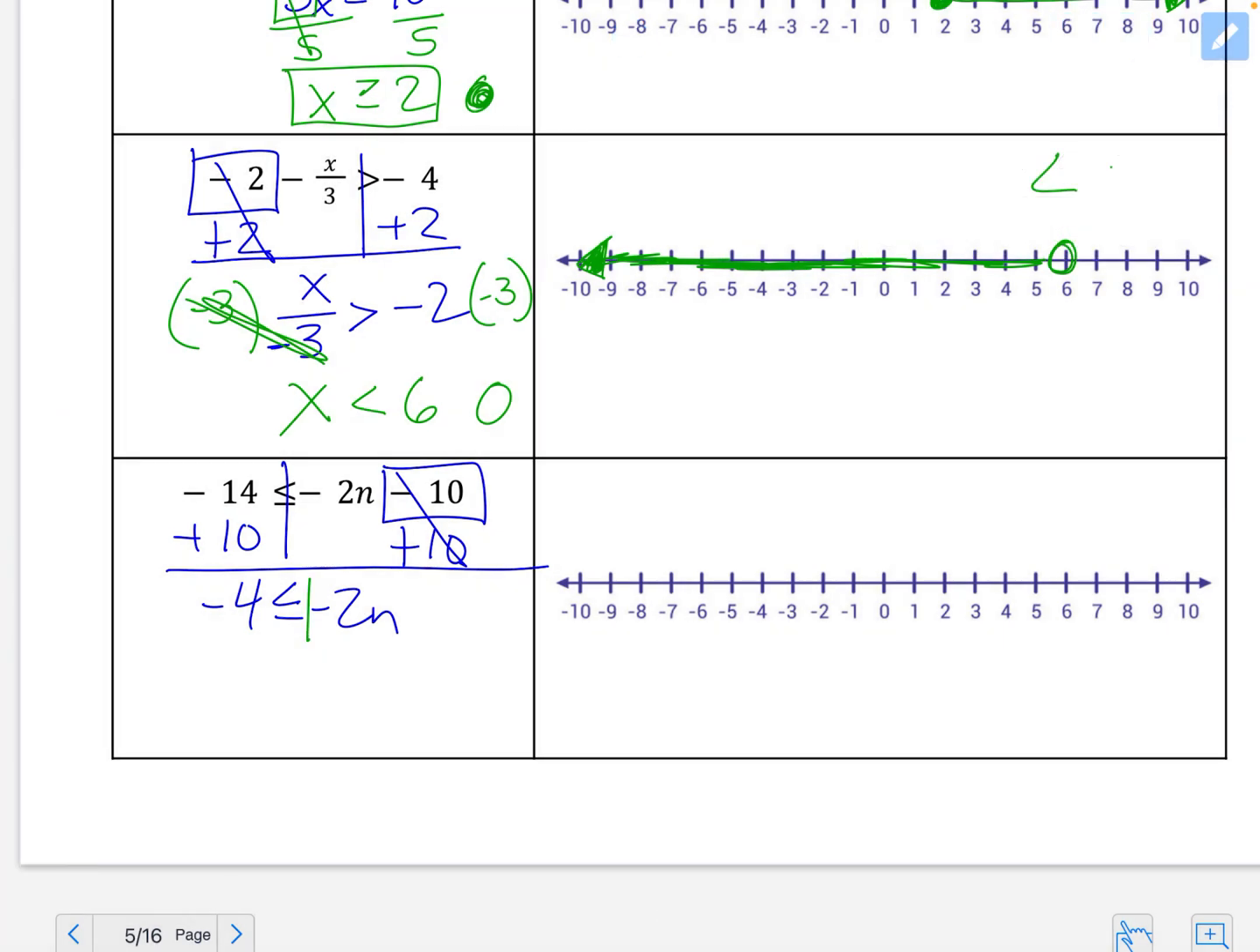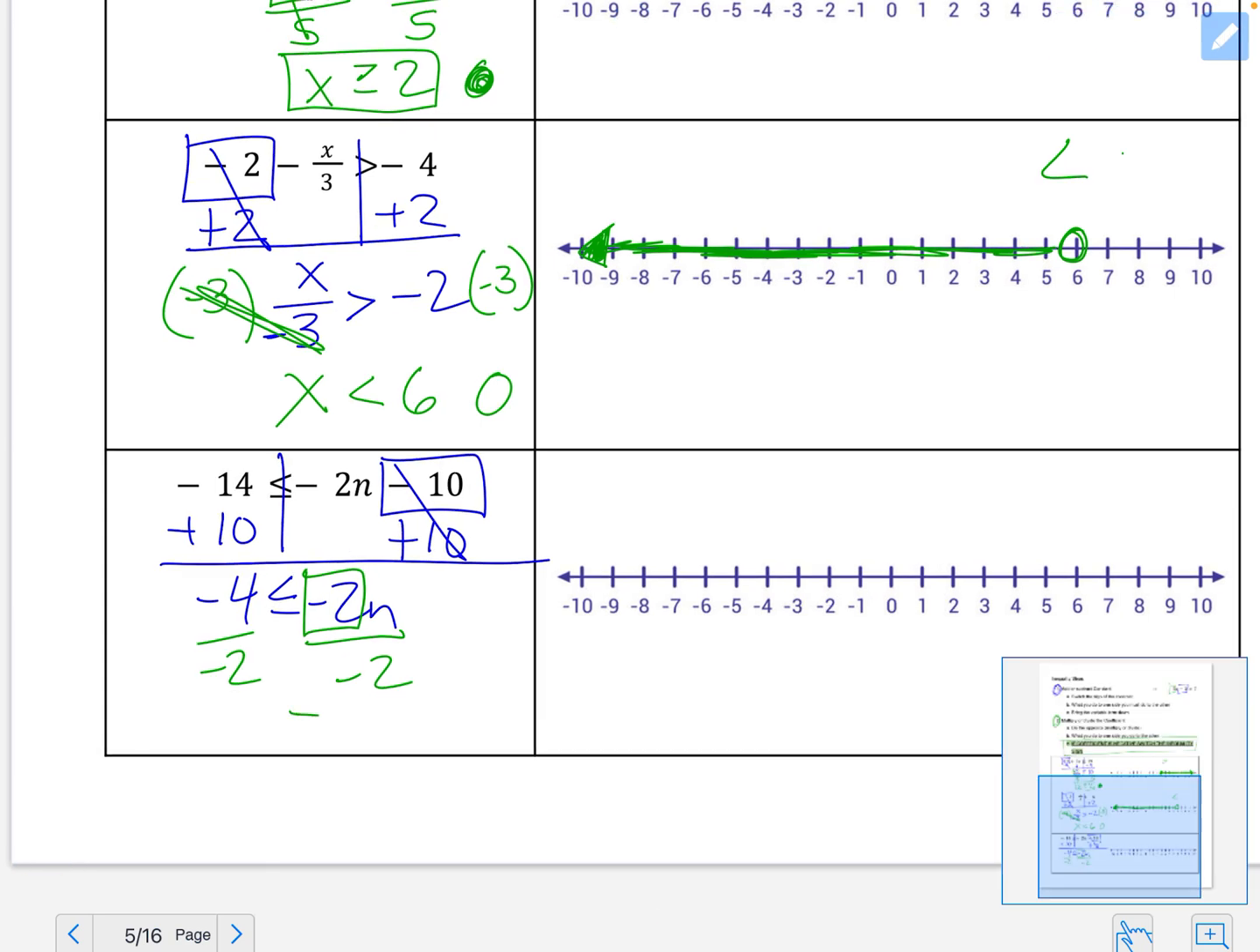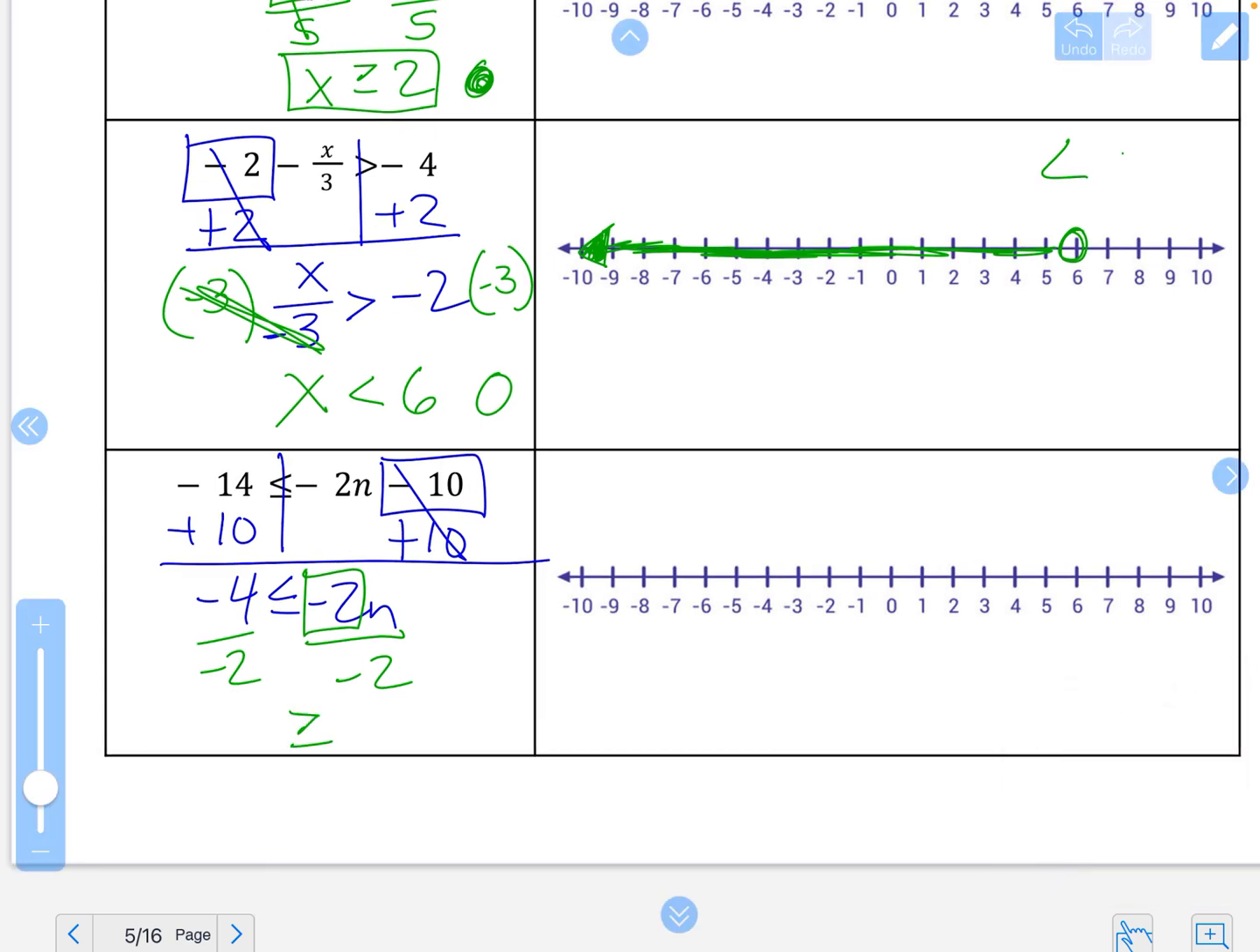My coefficient is the number next to or in front of the variable, so it's negative 2. A number next to a letter tells me that they are multiplying, so the opposite tells me to divide. Remember, when we divide or multiply by a negative, we have to flip the sign. So the 2's cancel. Negative 4 divided by negative 2 is going to get me a positive 2, and the n is on the right.